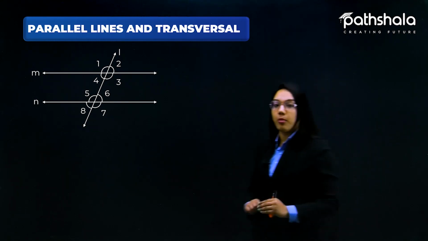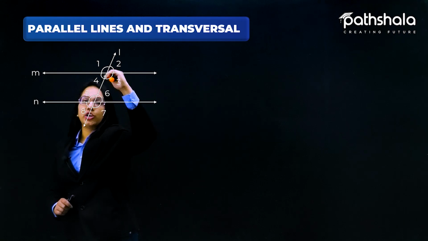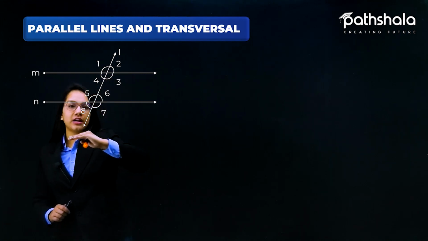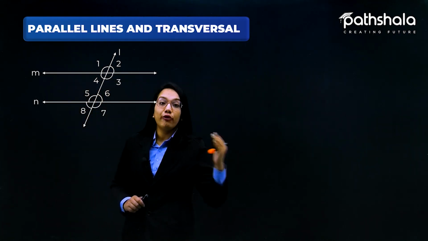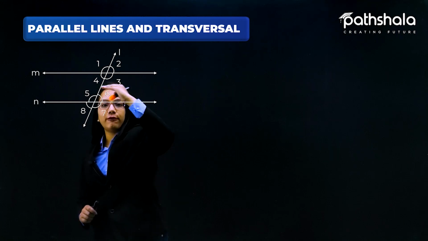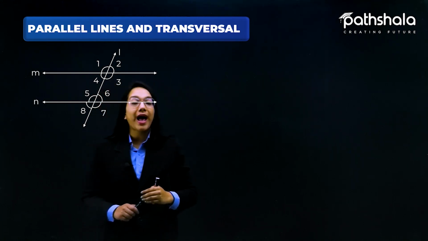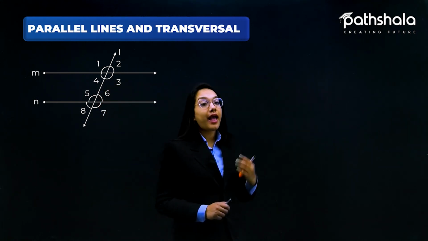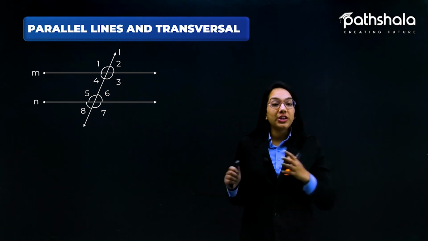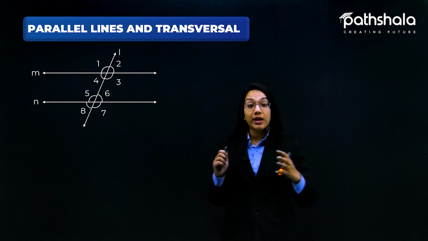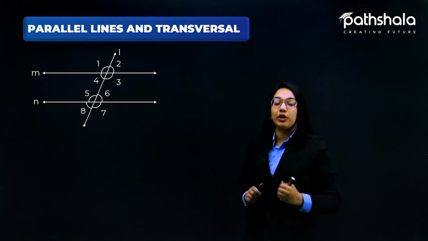So we already know that angles 1, 2, 7, and 8 are called the exterior angles. Furthermore, we know that angles 3, 4, 5, and 6 are called the interior angles. Apart from these angles, we already know that there are other angles in this particular figure.